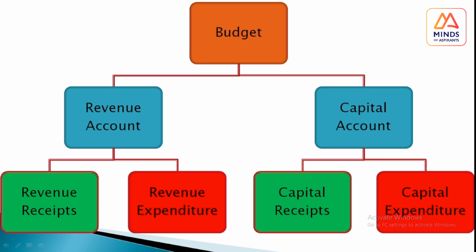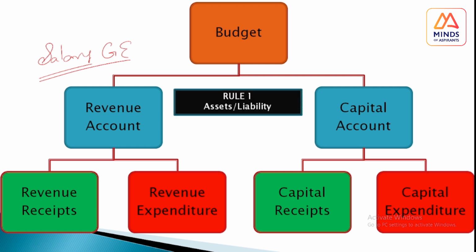In a simple manner, let's see, for example, salaries to the government employee. How are you able to identify this account? We are going to see 2 rules. Rule number 1: let's see if this salary applies to rule 1. Does it increase the asset of the government, or decrease the asset of the government? Whether the salaries to the government employee will increase or decrease the asset of the government. If this doesn't affect any of these 4 criteria, it will fall under revenue account.